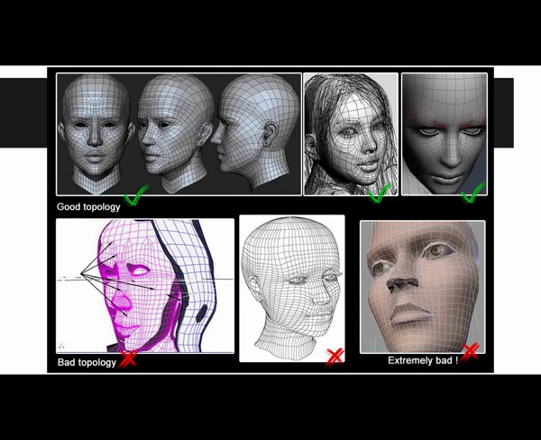All right, so up here we have some very good topology. This is good topology, and this is very bad topology. And we saw an example, a close-up of this bad topology in the previous slide.